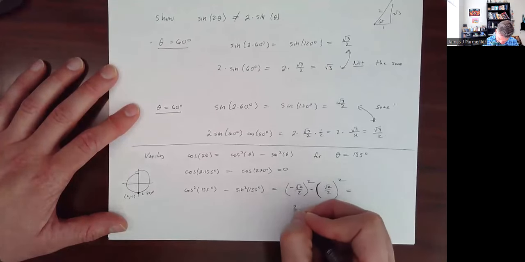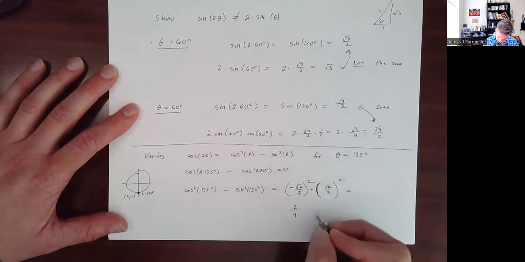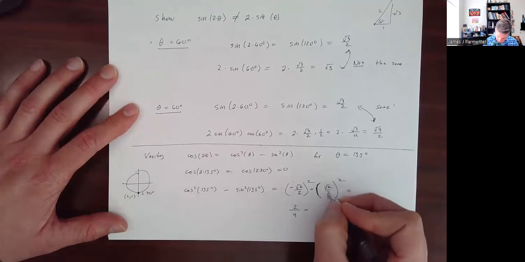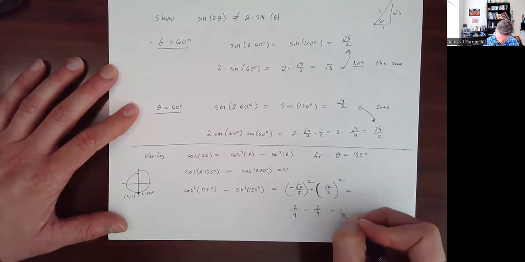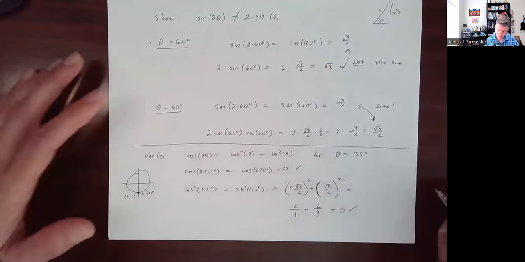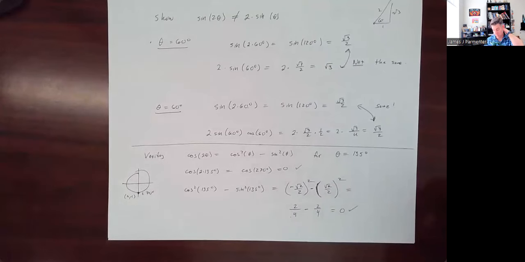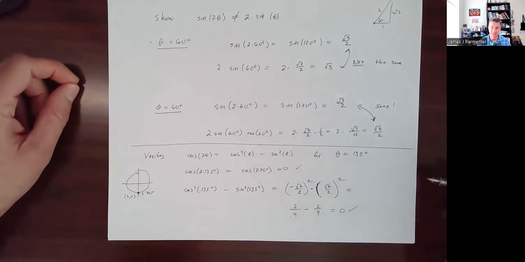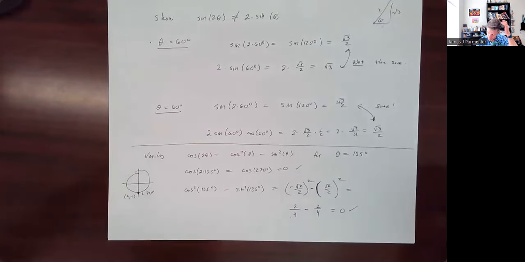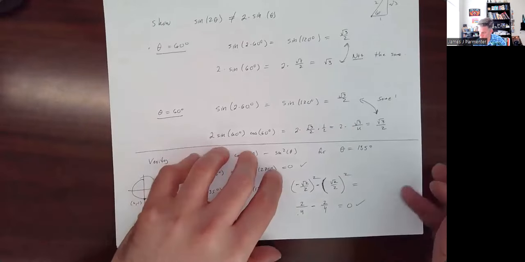Root 2 times root 2 is 2. 2 times 2 is 4. Minus root 2 over 2 squared is again 2 over 4. And 2 over 4 minus 2 over 4 is indeed 0. So this checks out. Cosine of 2 theta is equal to cosine squared theta minus sine squared theta for any angles you might want to pick. What else do I want to say here?